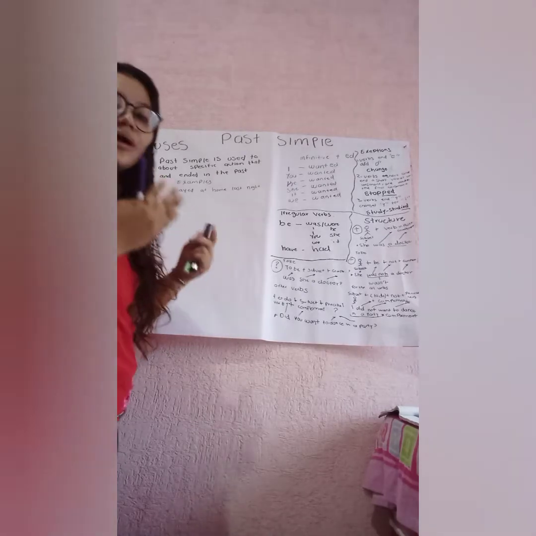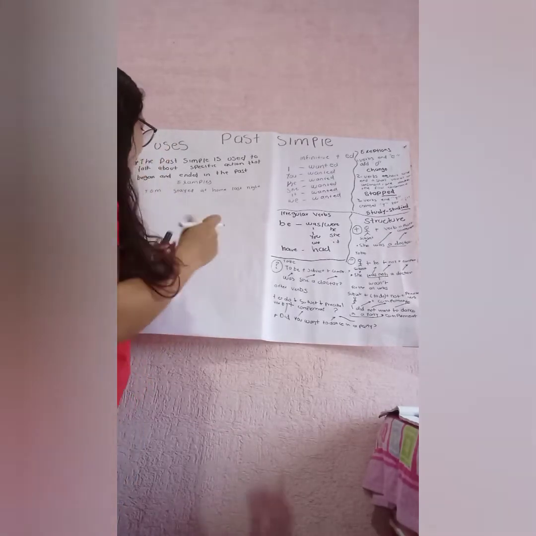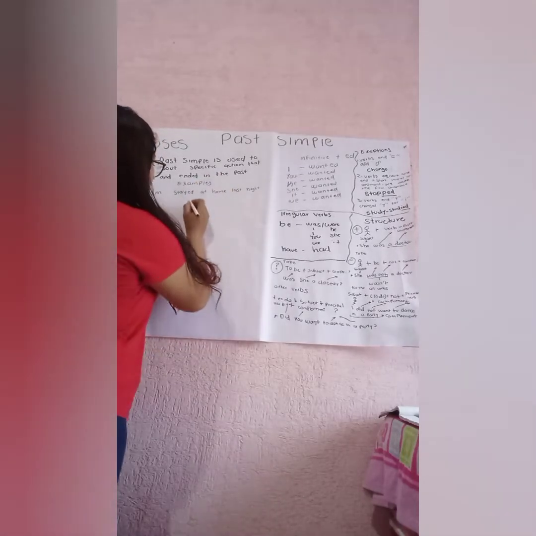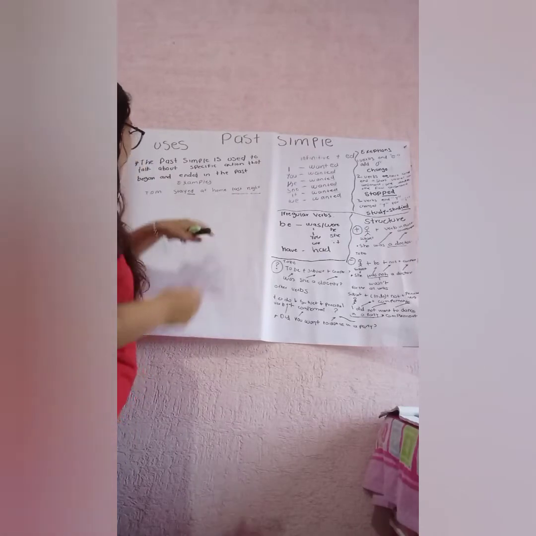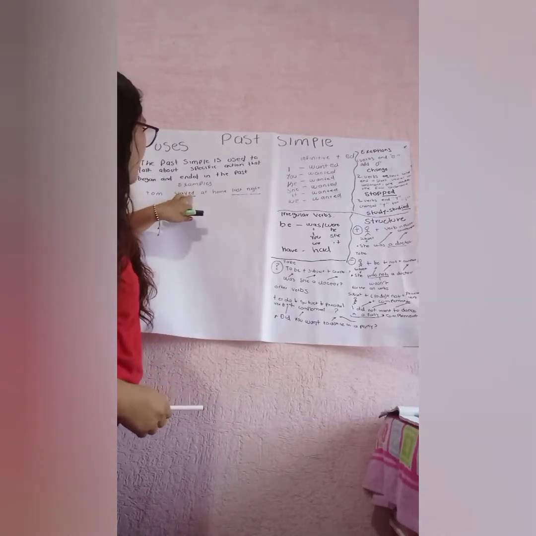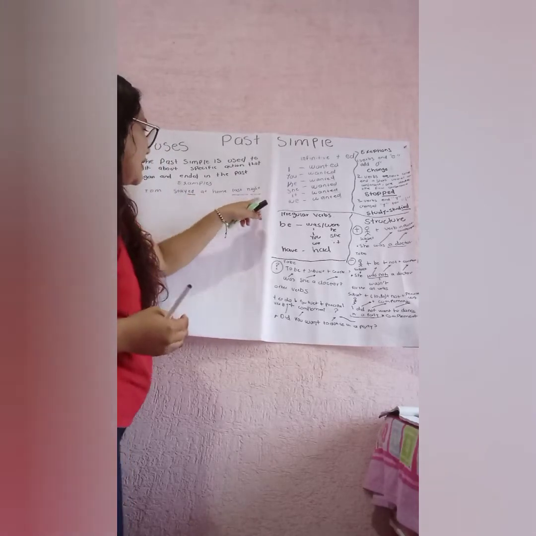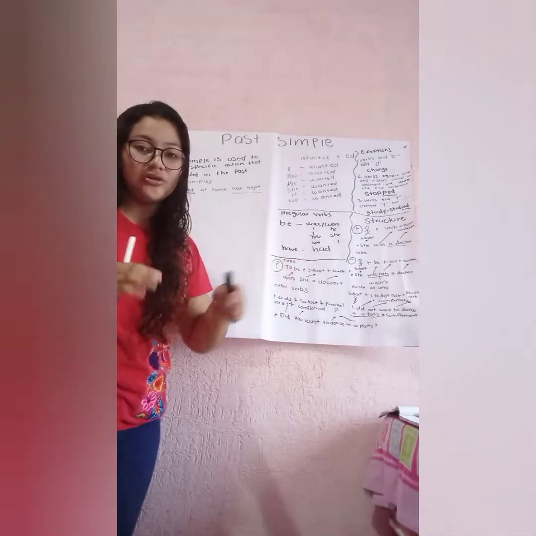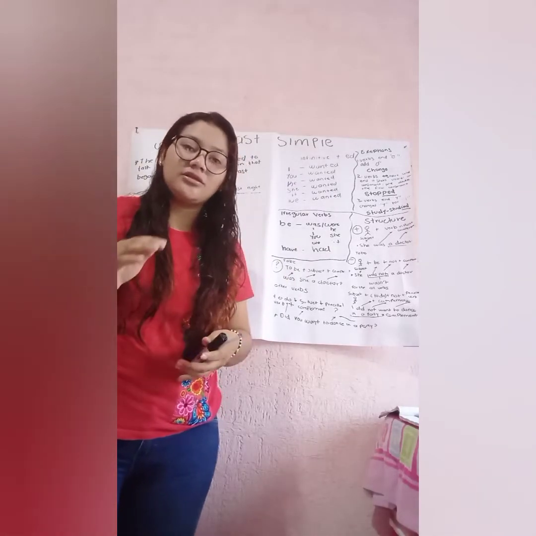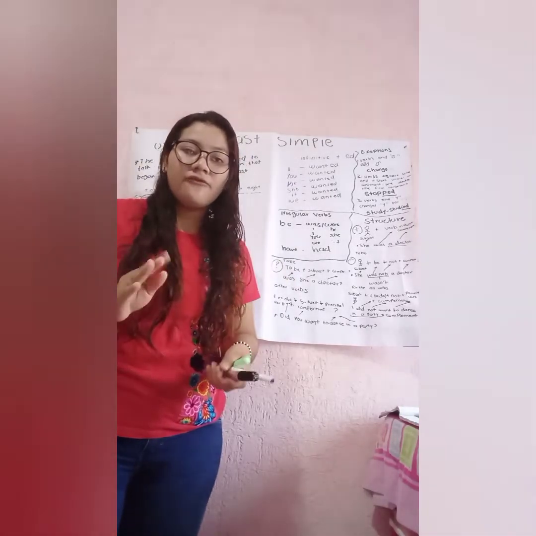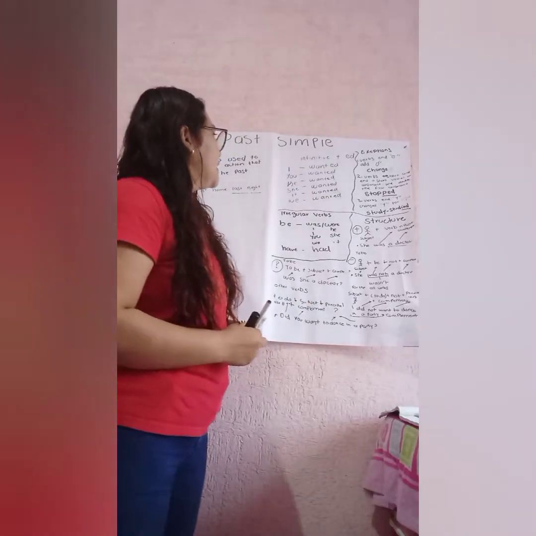What is the verb that indicates that this phrase is in the past? Okay, it's very simple: stayed and last night. This verb is in the past simple, and the action is finished. This is only used for things or actions that finished in the past.